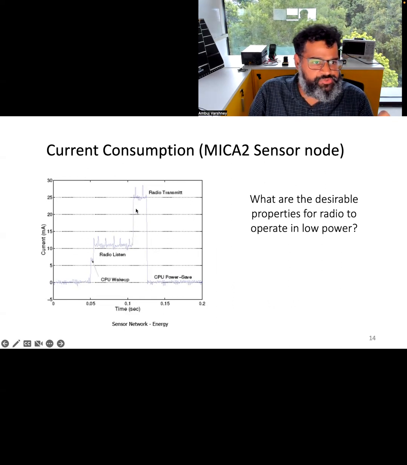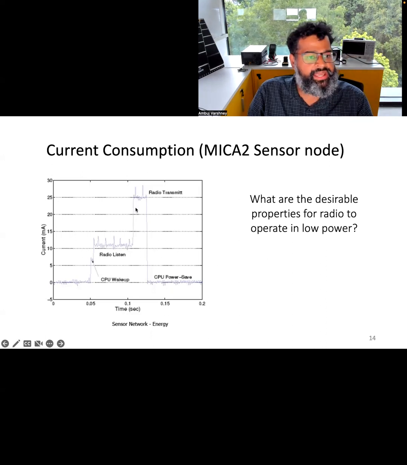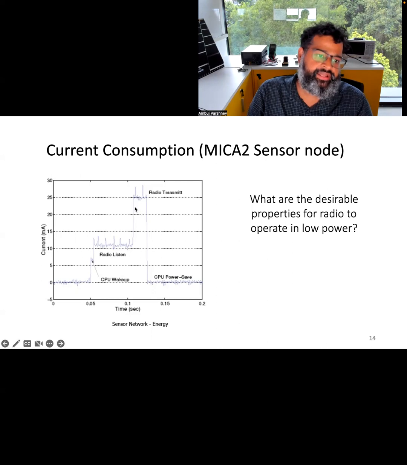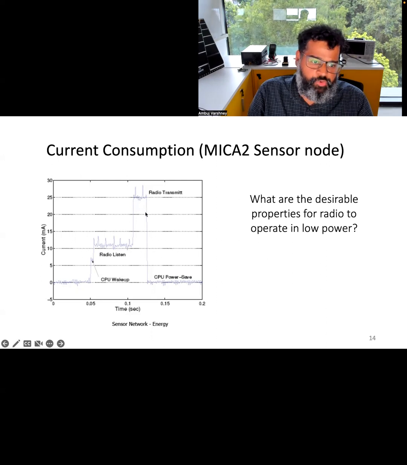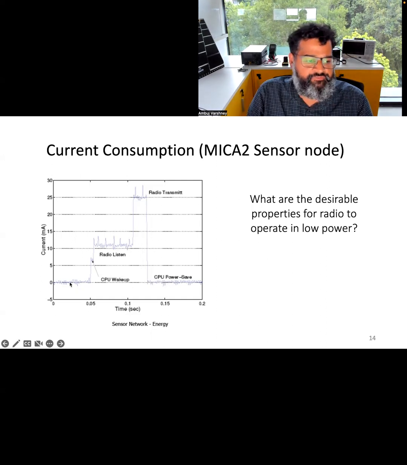And then the radio starts to transmit, and the current consumption increases quite significantly, and the power and the current consumption for the sensor node is the highest when the radio is wirelessly transmitting. And as soon as the radio has transmitted, it goes back into the low power state, where both the radio and the CPU are in the deep sleep state, and the current consumption is very little. And on this graph, it looks like it is about 0.